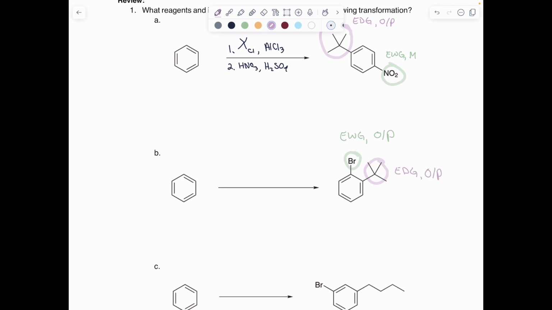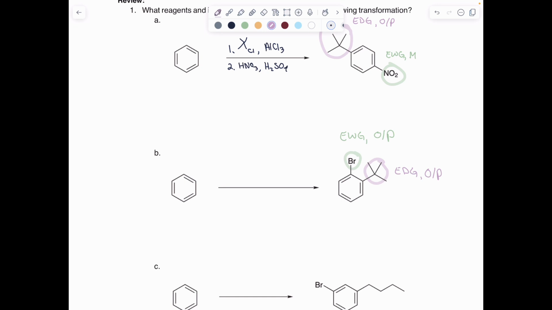So because these both direct ortho-para, you might be inclined to think that it doesn't matter which order you put the two substituents on, and to some degree you'd be correct. If you did the bromine first, it would still put it in para, and if you did the tert-butyl group first, it would still put the bromine in para. But the difference here is the withdrawing versus the donating.